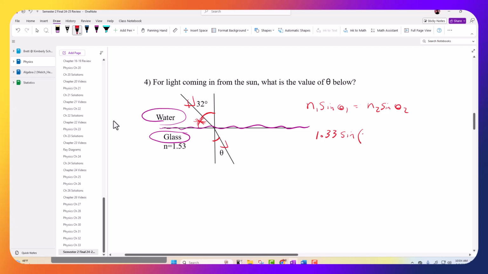Sine of the angle on that side is 32 equals. Then I've got glass. What's the N value of glass? It specifically says it on the test, and the reason why is because unless I use a specific term that exists in the book, it's not going to match up. So I need to make sure you know exactly what N value to use. So I will use the 1.53 that's produced on the test. And then it's sine of theta 2. I'm looking for theta 2, so I'll divide this side by 1.53 and figure out what all this stuff equals.